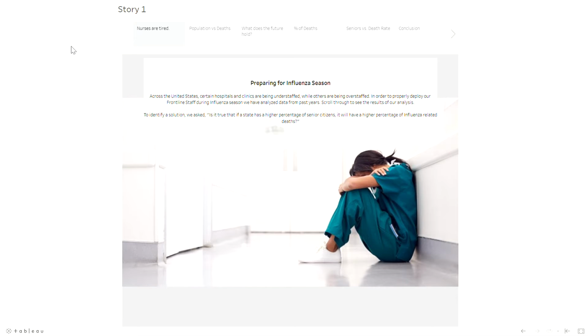To identify a solution, we asked, is it true that if a state has a higher percentage of senior citizens, it will have a higher percentage of influenza-related deaths? Let's see where our results have led us.